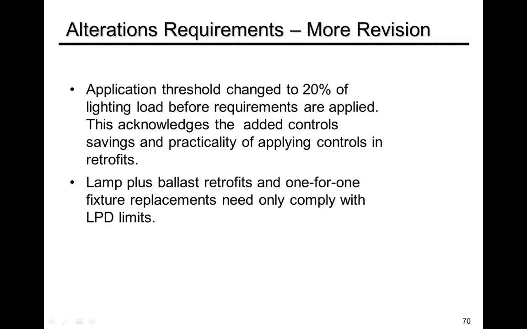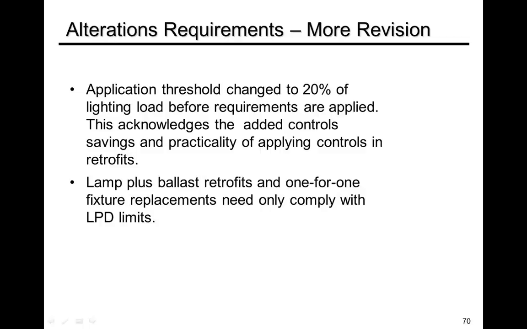It was at 10%. That's been reduced a little, or relaxed a little bit, to 20%. Realizing that if you're going to require all of these controls, if you're only changing a few of those lights, it becomes problematic. But there's a huge trade-off here. With those control requirements, you're going to save a huge amount of energy, and so reducing this threshold to 20% made a lot of sense.